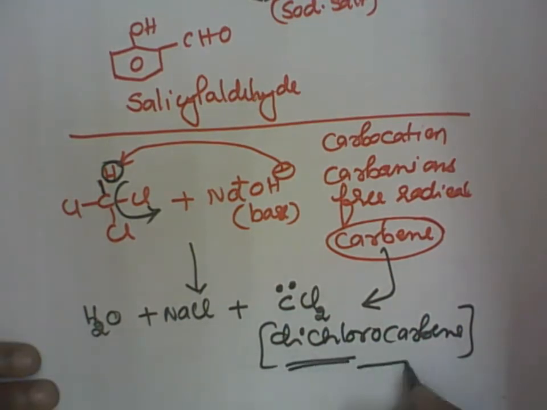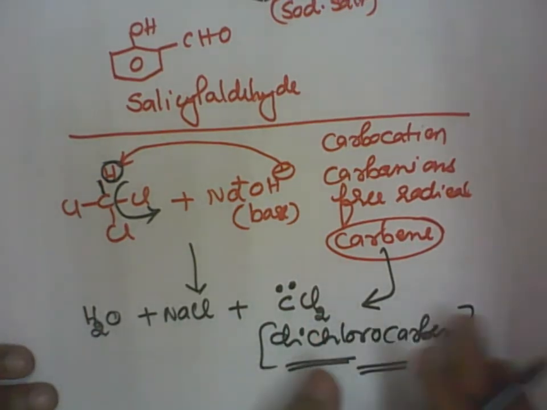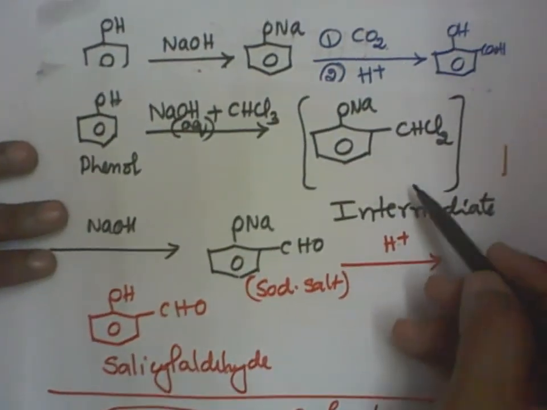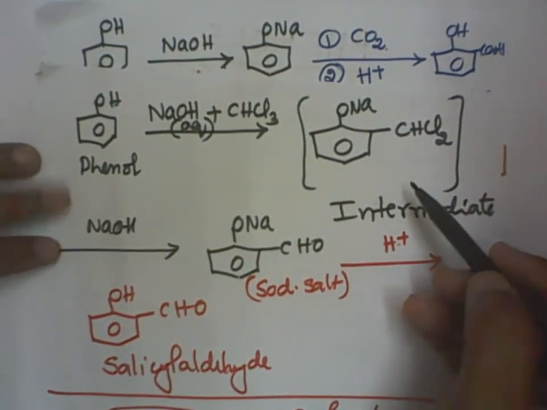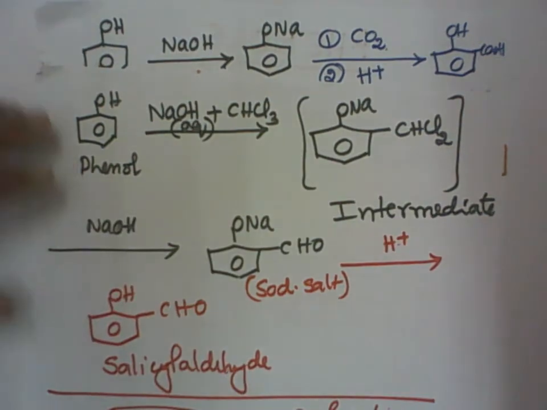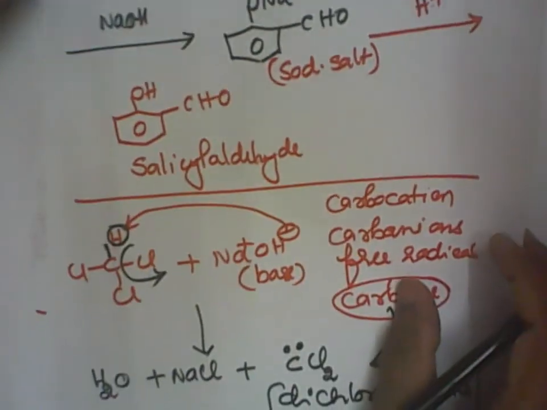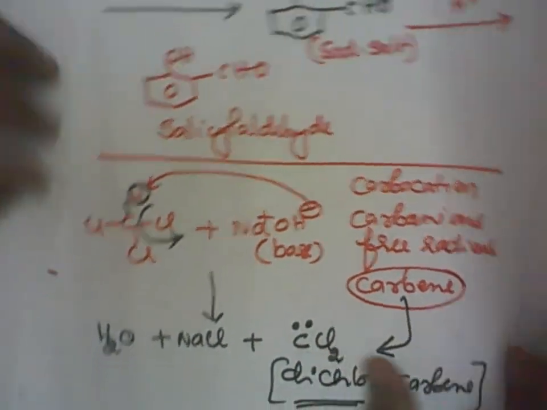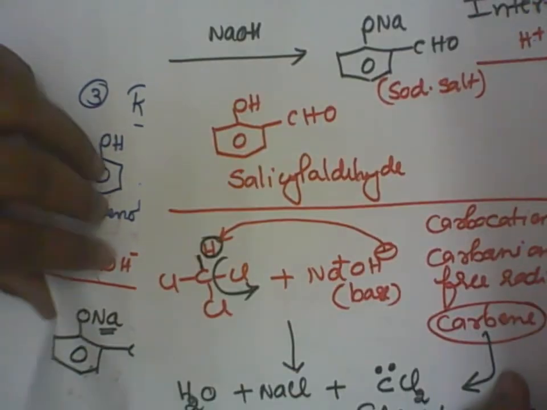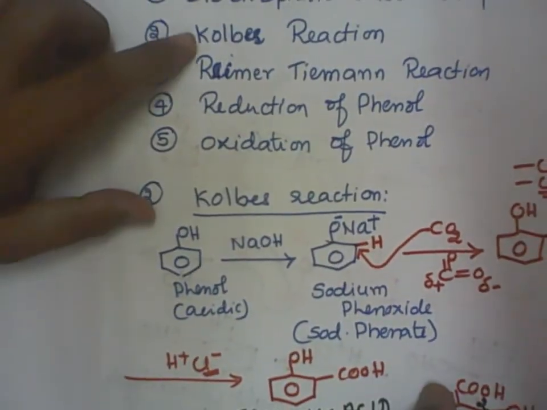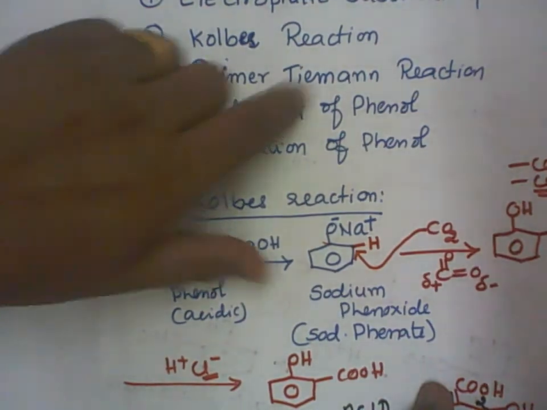This is a question they asked in competitive examinations. What is the intermediate that is formed in the Reimer-Tiemann reaction? This is the intermediate with respect to the phenol molecule. Now we are done with how many reactions? We are done with 2 reactions: Kolbe's reaction and Reimer-Tiemann reaction.